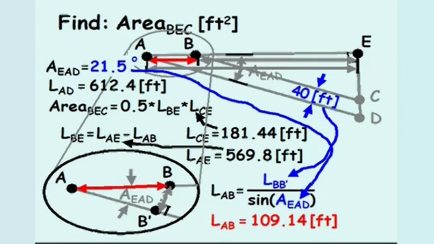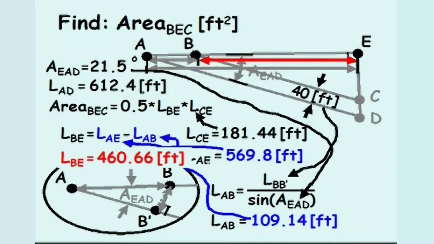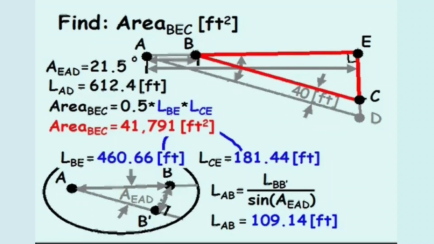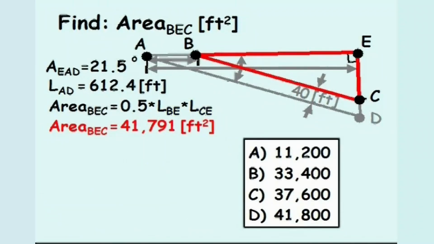Plugging 109.14 feet in for length AB and 569.8 feet in for length of AE, the length of line segment BE equals 460.66 feet. Finally, we can substitute the length of line segments BE and CE into our equation for the area of triangle BEC. And we find that the area of this triangle equals 41,791 feet squared. When reviewing the possible solutions, the answer is D.